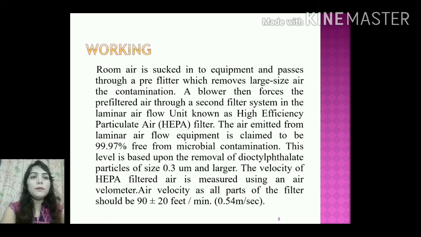The air emitted from laminar airflow equipment is claimed to be 99.97% free from microbial contamination, as the efficiency of the HEPA filter is 99.97%. This level is based upon removal of diethyl phthalate particles of size 0.3 micrometer and larger. The velocity of HEPA filtered air is measured using an air velometer. Air velocity at all parts of the filter should be 90 plus or minus 20 feet per minute.